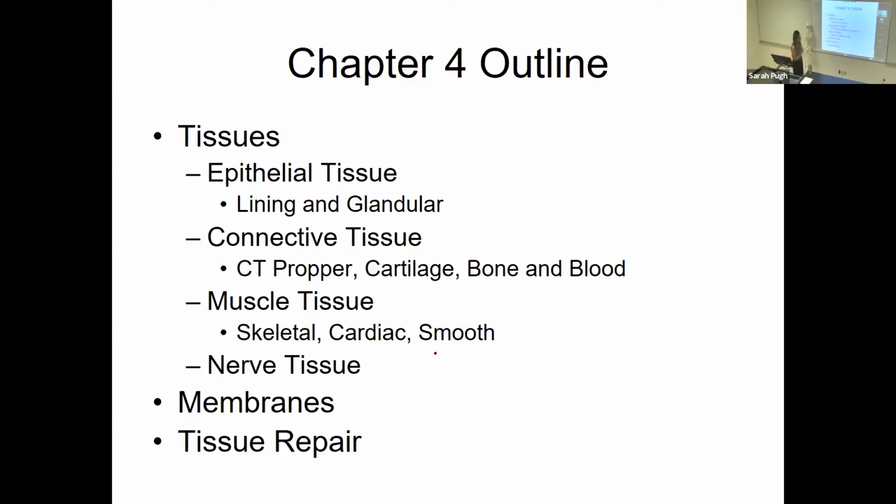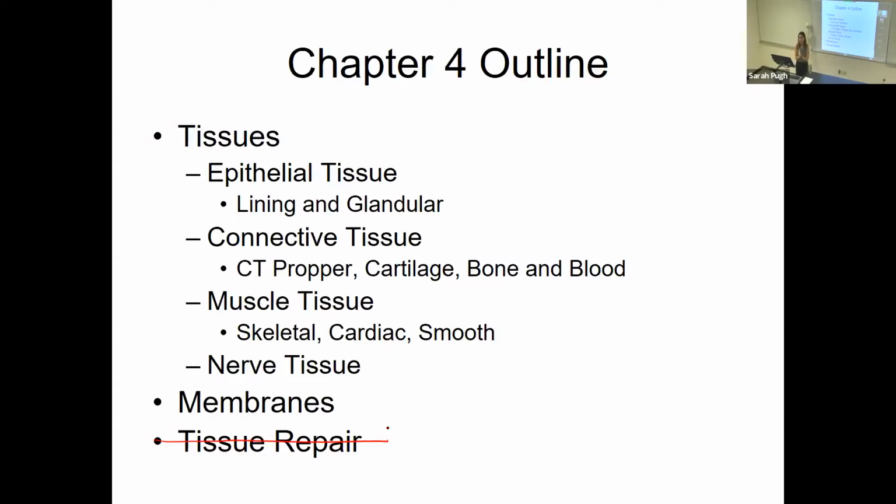All right, so that is it for our chapter 4. All of our tissues, we talked a little bit about membranes. I know this outline says tissue repair. I've moved that into chapter 5, where we do skin. We'll talk about what happens if you cut your skin and how your skin can go about repairing itself. It's the same process, okay? So we don't do tissue repair in chapter 4. We're going to save it for the next chapter.